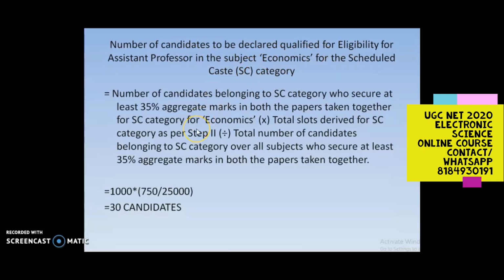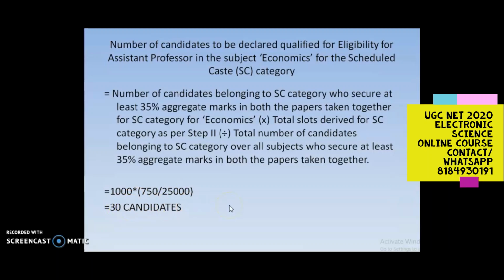So this is how the NTA is going to calculate the total number of candidates to be qualified for the eligibility of assistant professor, as well as for the JRF. For the JRF we will cover it in the next video. In this video I am just going to discuss only the assistant professor. So this is how we are going to do it. The total I got is 30 candidates.